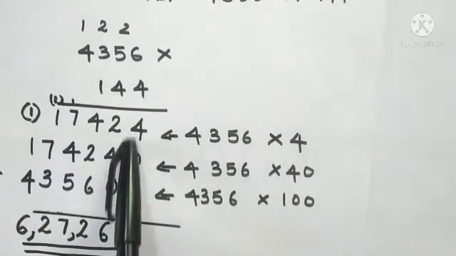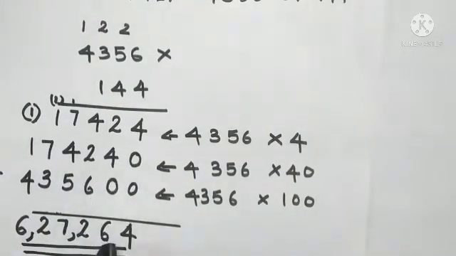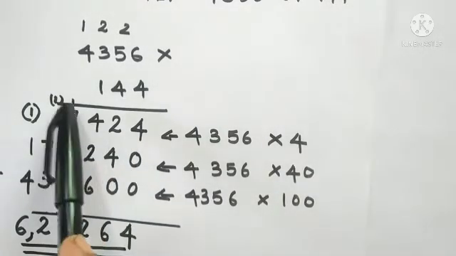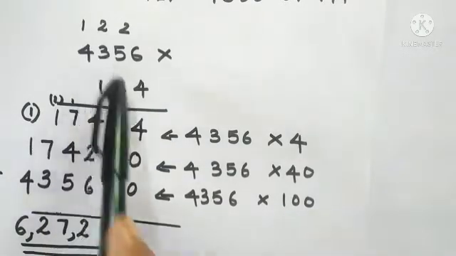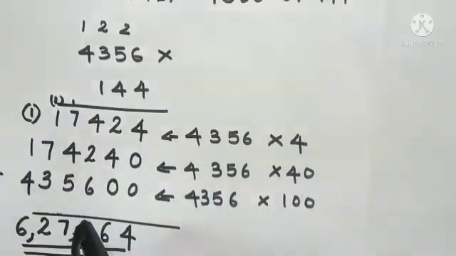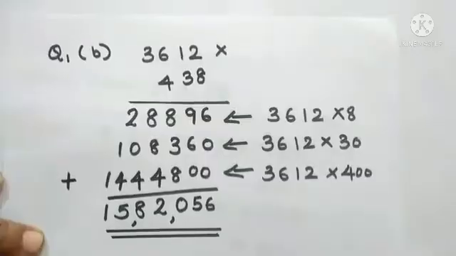Okay. At last we will add these 3 numbers to get the product of these 2 given numbers. Okay. You understood the method? Children, do it carefully, because someone is adding instead here, someone multiplied this, and the result will be wrong. Next question.